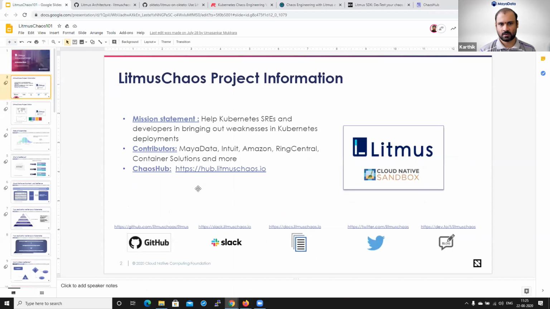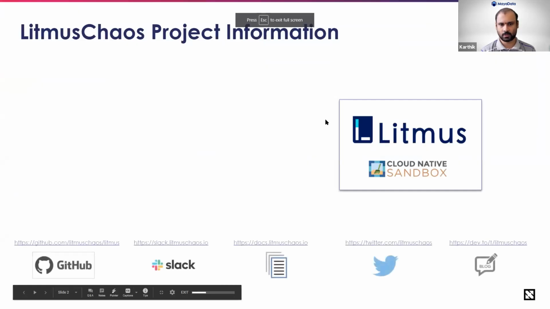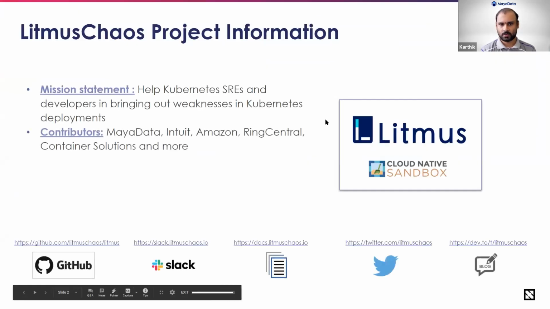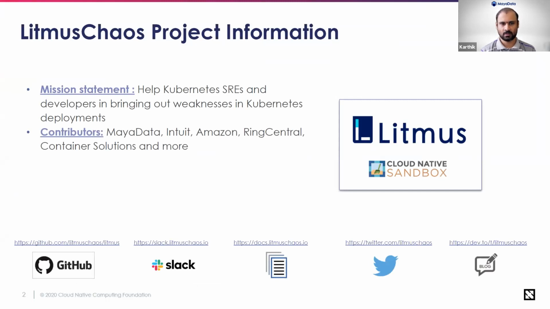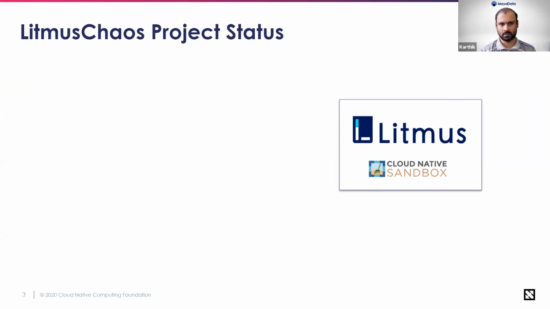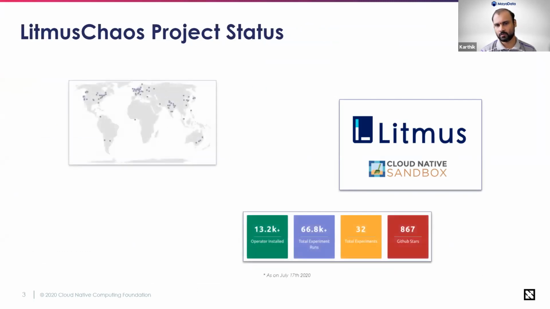So Litmus is a project into which a lot of organizations are starting to contribute. So MayaData is the primary contributor, and they started the project, and Intuit, Amazon, RingCentral, Dino Systems, Container Solutions, and a lot of other folks, Microsoft, are contributing to this project. And the momentum is building in terms of capabilities within the solution. So we're trying to add experiment probes, trying to add more details, more information into chaos results, adding new experiments, etc. So feel free to be a part of this journey.